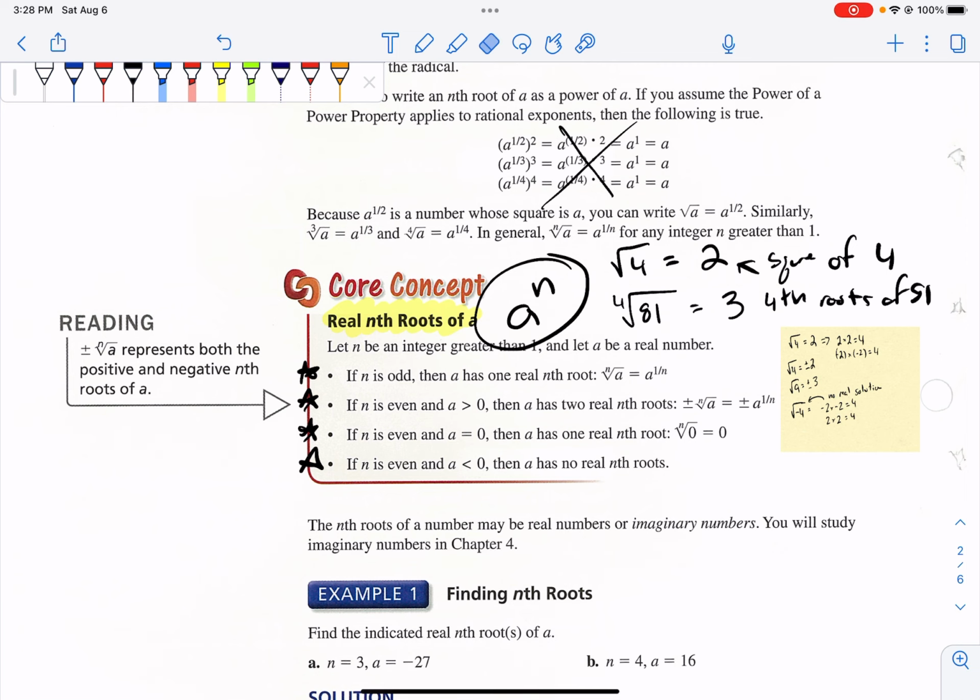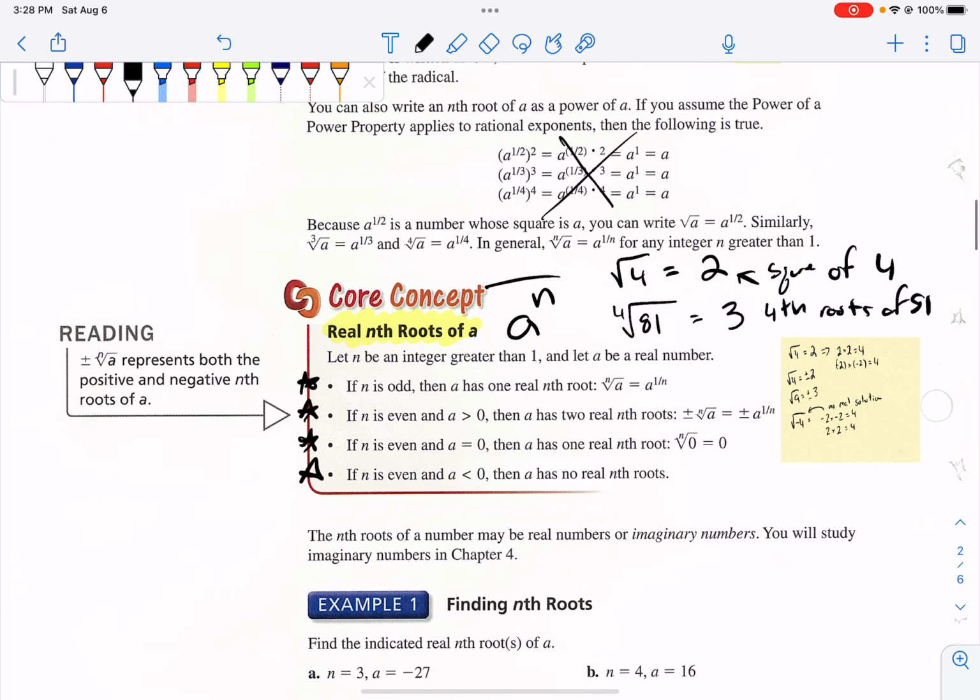A is going to be the base. I should use proper math language. So if n is odd, if that number up there is an odd number, then a has one real root. Okay, so if I had something like, or I guess we should be writing this the other way. N is on the outside and A is on the inside.